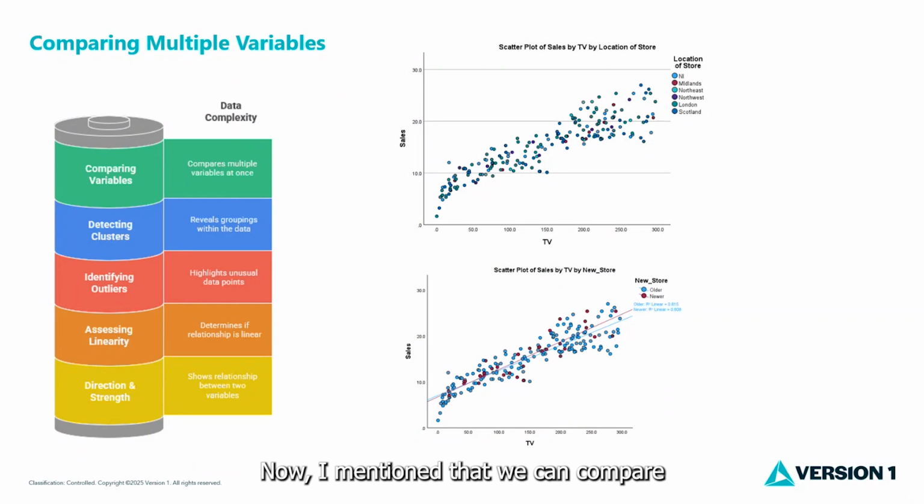Now, I mentioned that we can compare multiple variables. If you look at the scatter plot at the top, I'm looking at three variables. So I've added location of store. Below this, I've fit a line for subgroups. So I have a line for older stores versus newer stores. So again, I'll show you how to fit a line for subgroups.